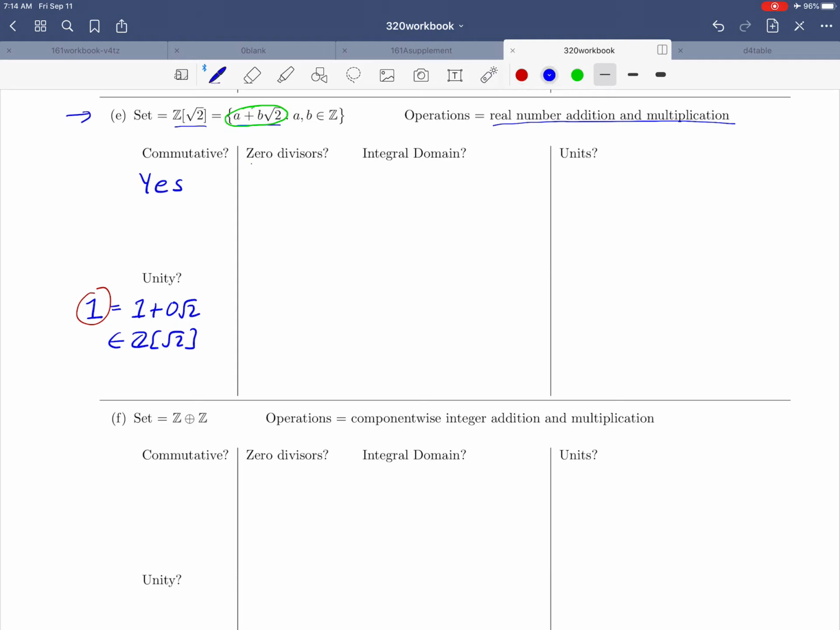And then what about the question of zero divisors? Are there any zero divisors in this ring? Again, zero divisors are non-zero numbers that you can multiply together that would give you 0. I claim that there aren't any. I'm going to give you a reason here and see what you think of it. No zero divisors.